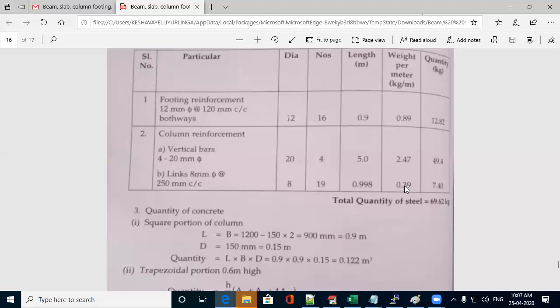To get the total quantity of steel required, add everything in the quantity column. You will get the total quantity of steel required for the construction of the given column footing.